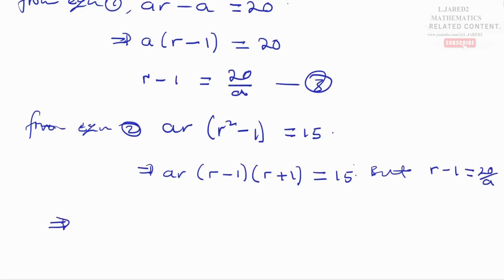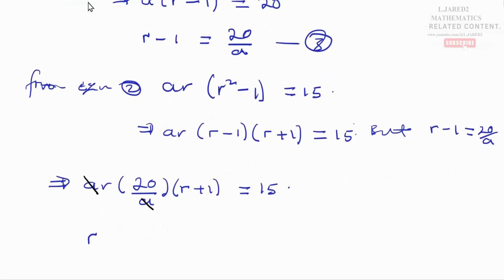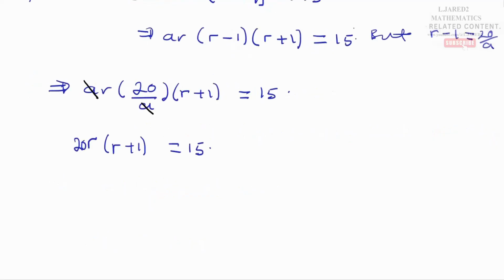So we are going to have now our AR multiplied by R minus 1, which is same as 20 divided by our A, then multiplied by the R plus 1 should give us the 15. We can now see that this A and this are going to cancel out, and we remain with our R multiplying the 20. So we have 20R, but multiplied by the R plus 1 being equal to 15. Still, we can come up with a quadratic equation. But before that, we can divide it through by 5, since there is a common factor of 5.